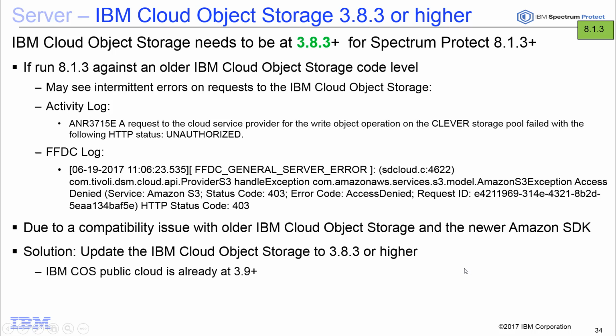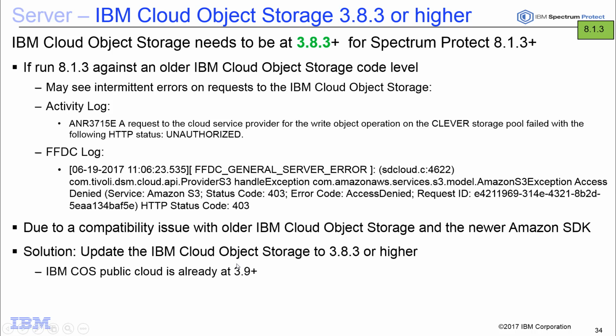Another requirement in 8.1.3 is that your cloud object storage needs to be at least at 3.8.3. So if you are using IBM Cloud Object Storage as either an on-premise or off-premise cloud, make sure it's been updated. We did verify with the IBM Cloud Object Storage public cloud that they are already at 3.9 plus. If you are at an older version, you risk seeing some of these errors in the activity log, this ANR3715E, or in the FFDC log. And this is due to a compatibility issue with older IBM Cloud Object Storage and the newer Amazon SDK.